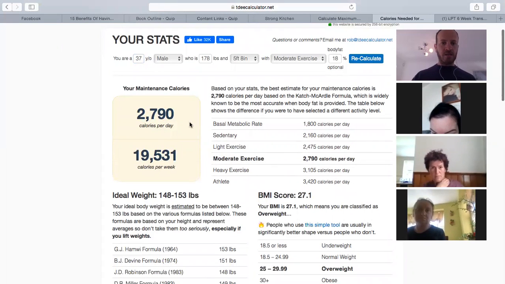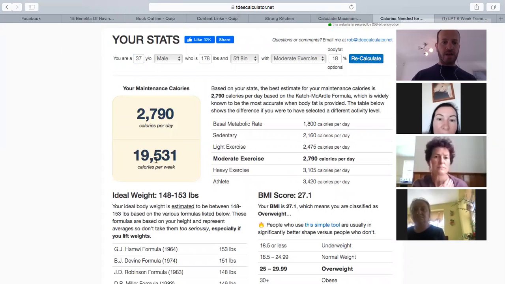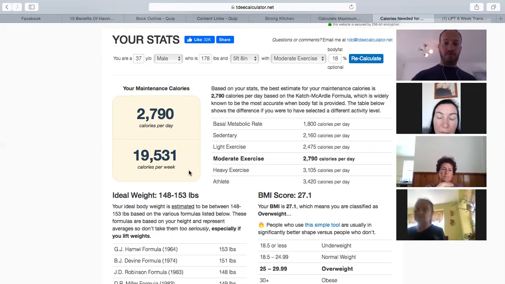So my maintenance calories is 2,790. So that works out at 19,531 per week. So that is based on me staying where I'm at. Okay. So if I wanted to lose weight based on that, then I need to cut down how many of that is. So currently mine will be around sort of 1,800 to 2,000 instead of 2,790.